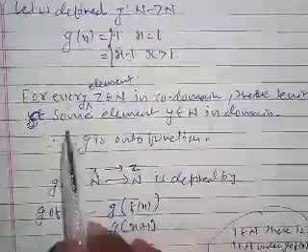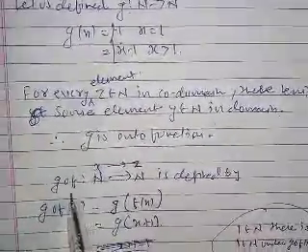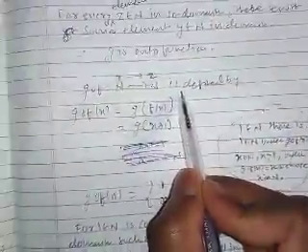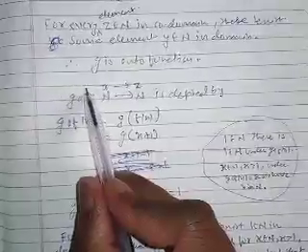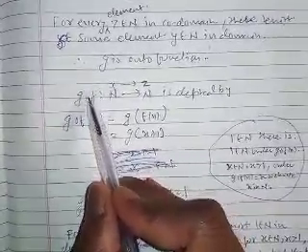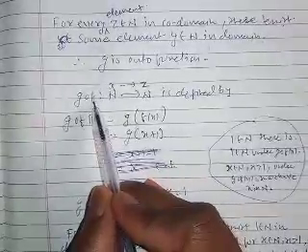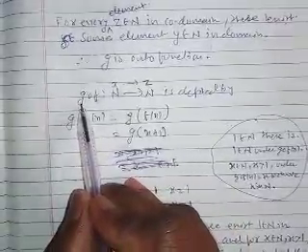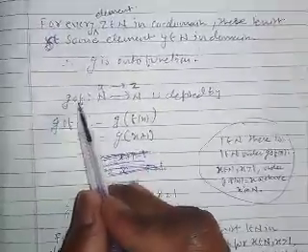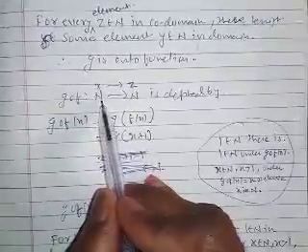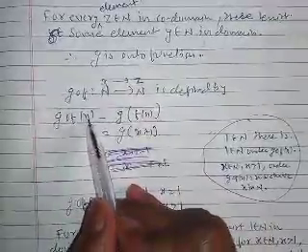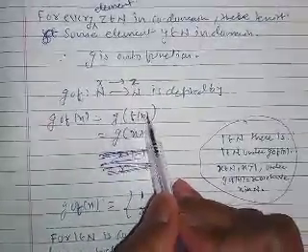Now let's see where g∘f is defined from. The g∘f is defined from N to N. How? What is the domain of f? The domain of f is N. And what is the codomain of g? The codomain of g is also N. So therefore, g∘f is defined from N to N, and g∘f of x is equal to g of f of x.